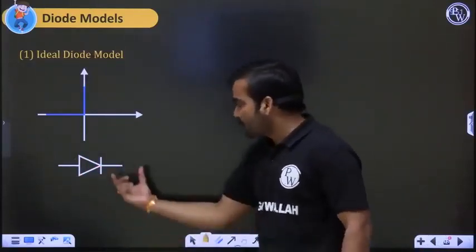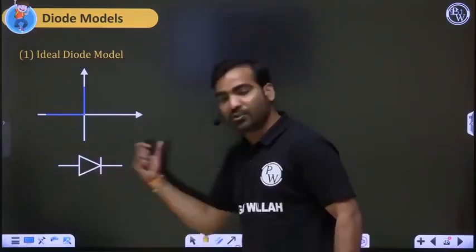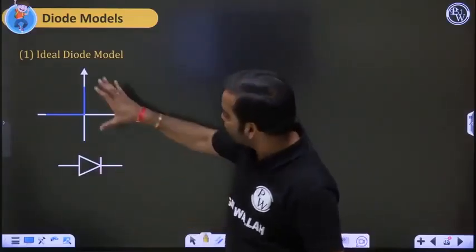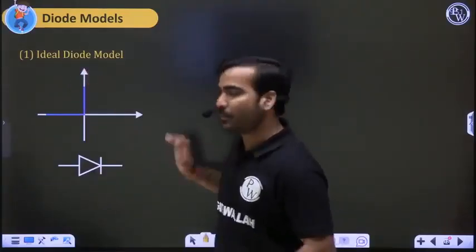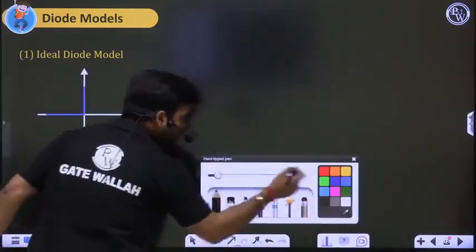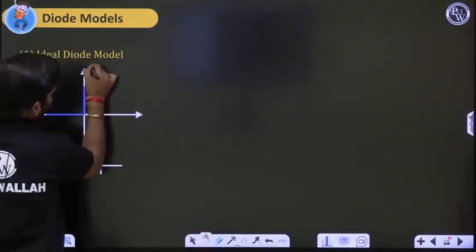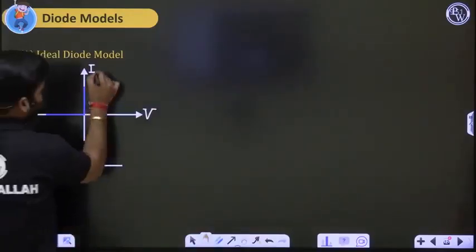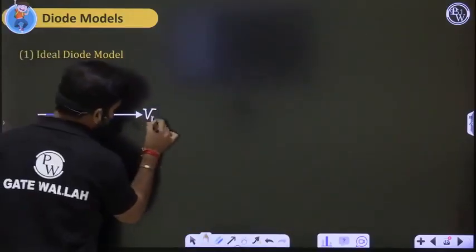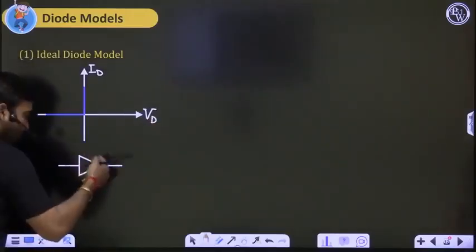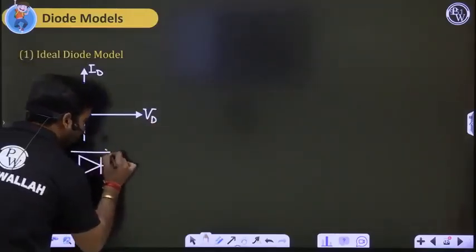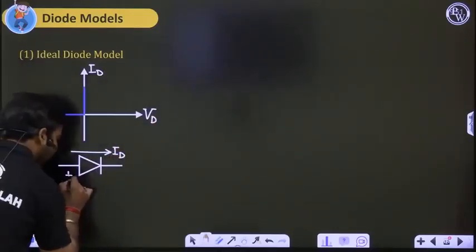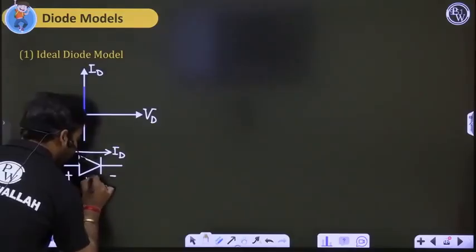Ideal diode model means, suppose you are having some diode like that. This diode is known as an ideal diode if its characteristics are like that, the I versus V characteristics between diode current and voltage. Suppose this is your diode current I, and this is your diode voltage V. Okay, ID, VD we can say. How to denote ID and VD on the diode? I told you already. ID is generally from P to N, and the voltage is P side positive, N side negative, just for notation. This is VD.